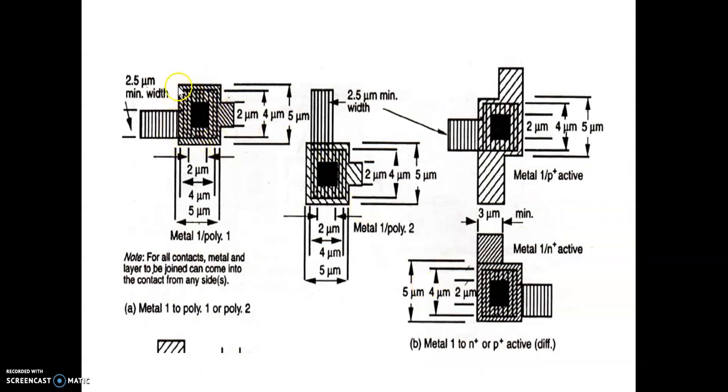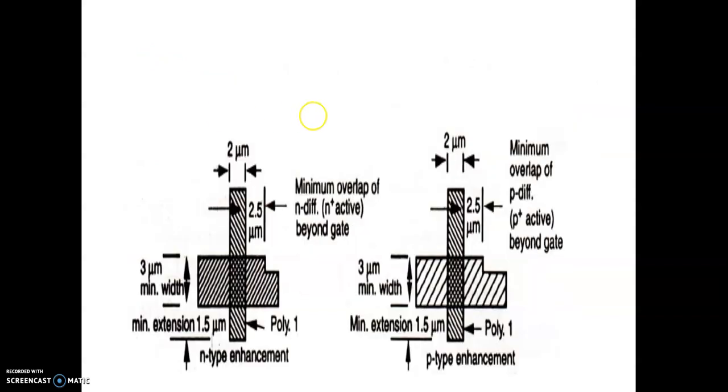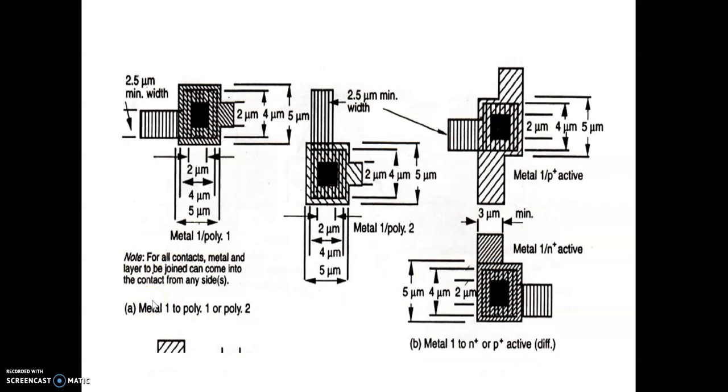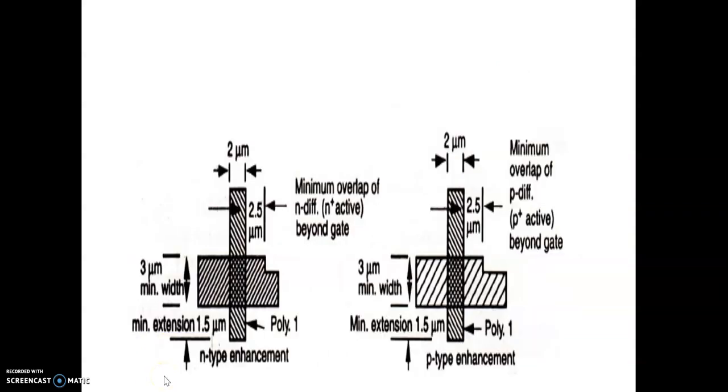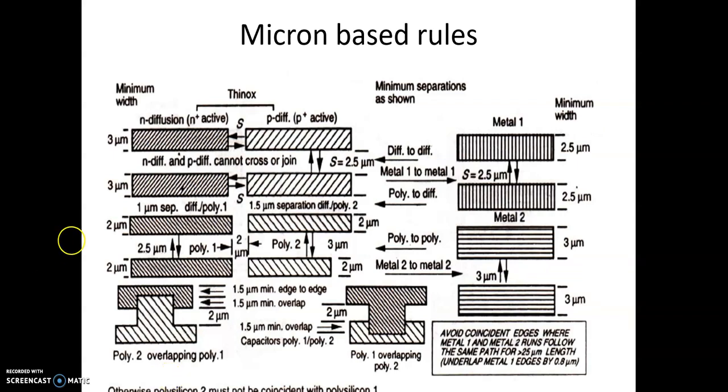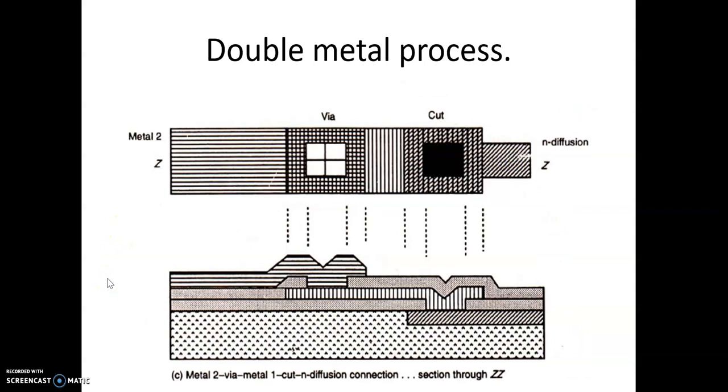It should extend up to 2 micron by 2 micron. Here it should extend up to 5 micron by 5 micron. Here all these values, 2.5 micron, 3 micron, 2 micron, 3 micron, are given in terms of micron designs, whereas in lambda rules all these values are in lambda. Here it is 3 micrometers. So this is about the design rules.